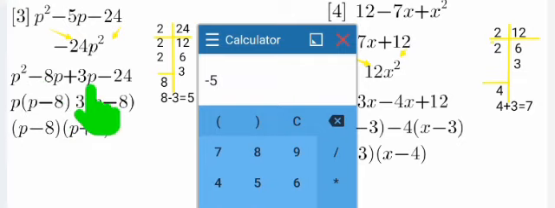3 minus 8, you can see, will give us negative 5. So that is exactly why we are flipping the sign around. And if you multiply this again, we are going to get negative 24, because negative 8 times 3 will give negative 24.